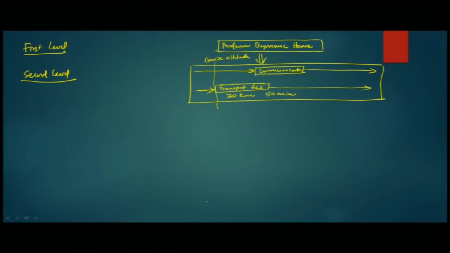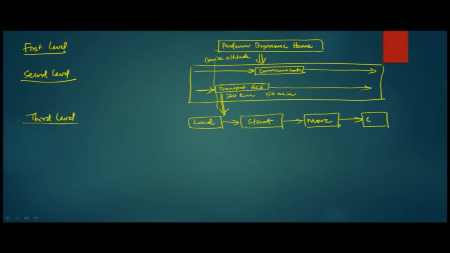So this communicate function is one thing, but we can further see that this transport GCS can be further broken down into the third level. Once it is done, we can say load, start, move, stop, deploy. So the transport GCS would accomplish these steps. First you load: once the UAV has reached the altitude, you load stuff onto the truck. And how much time does it take?